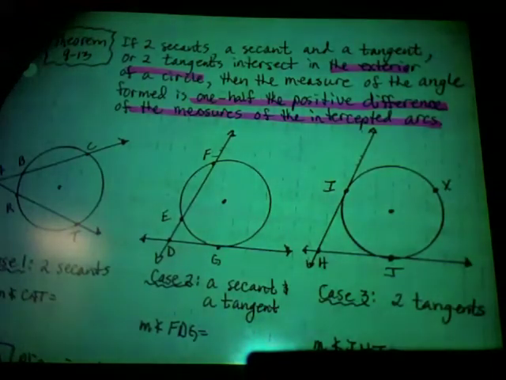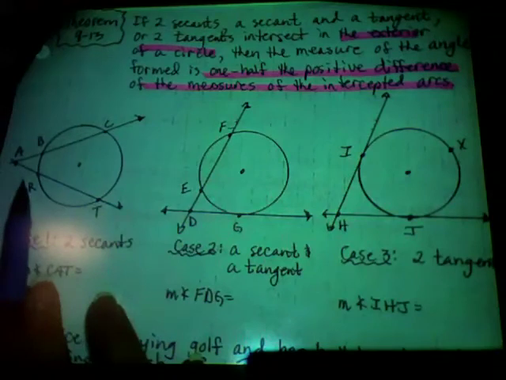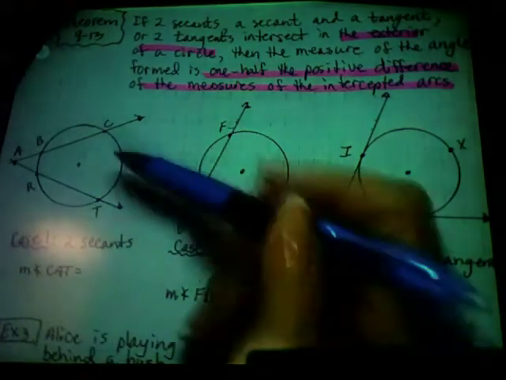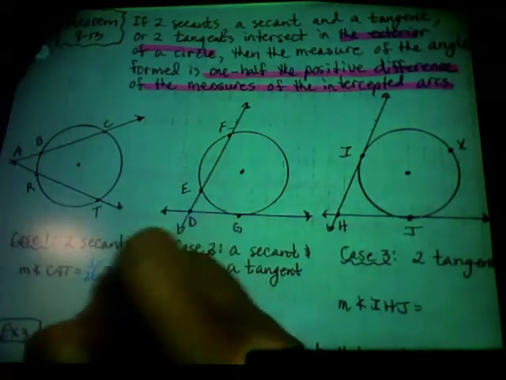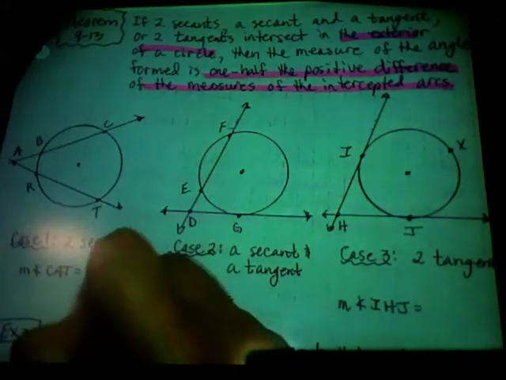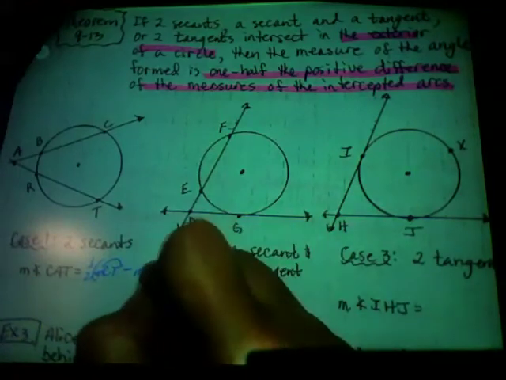So you saw me subtracting the arcs this time, not adding them. So if the angle's inside the circle, you add the intercepted arcs and take half, but if the angle's outside the circle, you subtract the arcs and take half. And you will always subtract the smaller from the bigger. So for case 1, the 2 secants, to find this angle here, CAT, you're going to take 1/2 the bigger arc CT minus the smaller arc of RB.